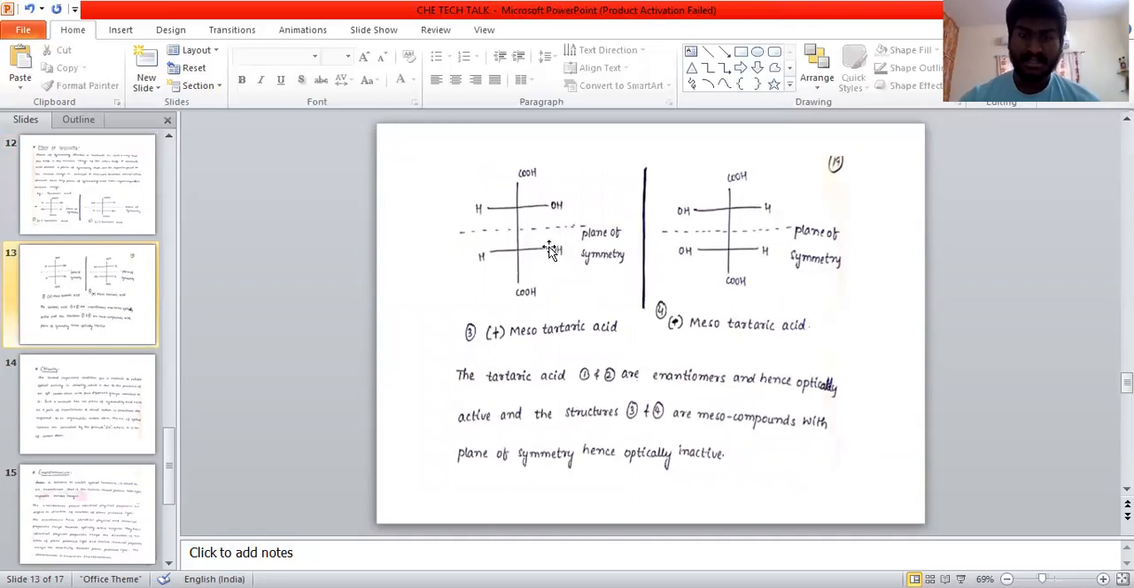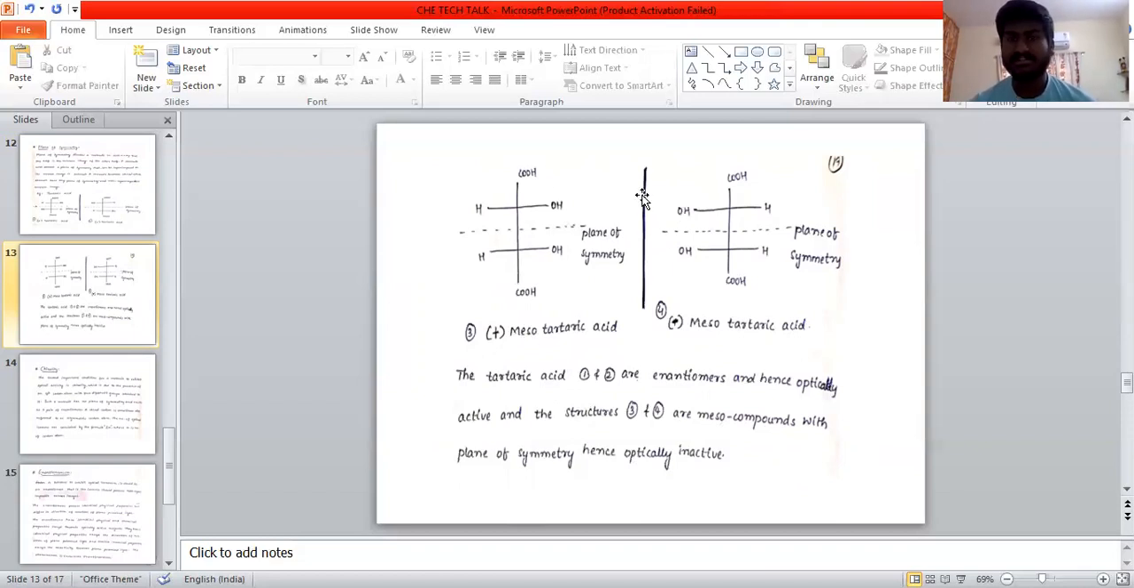Next is meso tartaric acid also. You can see the tartaric acid structures 1 and 2 are enantiomers, hence they are optically active. And here the structures 3 and 4 are meso compounds with a plane of symmetry. When you cut the plane of symmetry, this part and this part are the same: H, OH, OH, COOH, COOH.